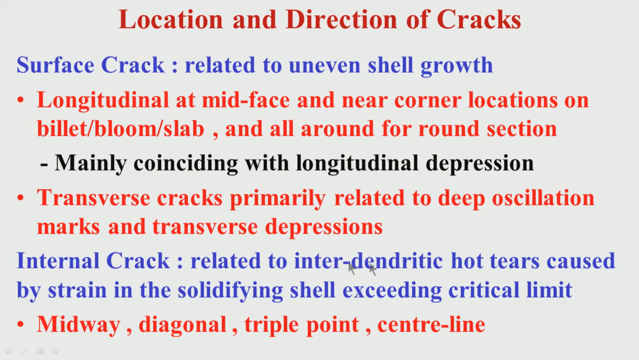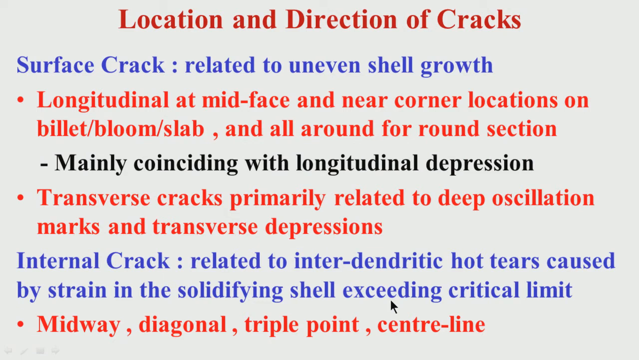And what I have mentioned is that they are related to interdendritic hot tears. So basically those interdendritic zones are relatively weak. So in those areas there is a rupture, there is crack formation, tearing at high temperature. So we call it interdendritic hot tears, caused by strain in the solidifying shell exceeding a critical limit.